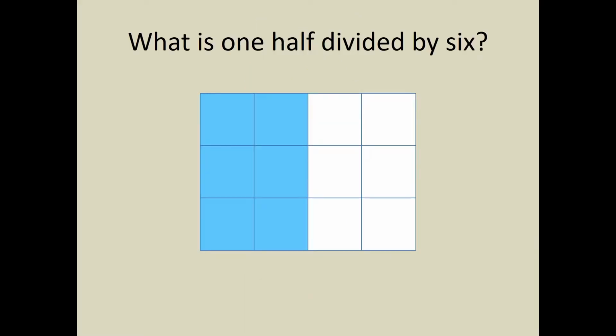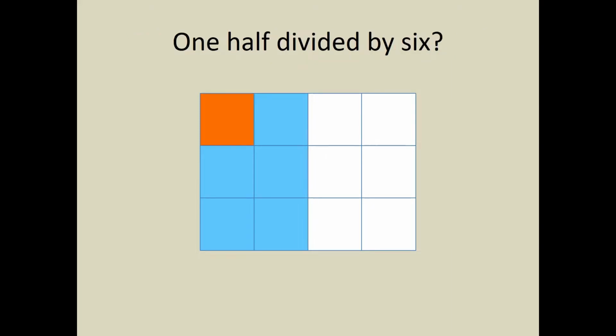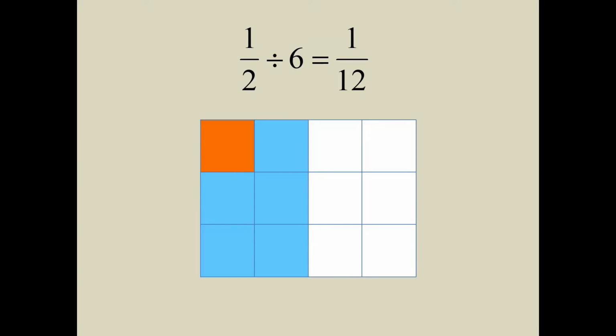So now we've got 1/2, and we're dividing that half, what we've done here, into 6. So now, those sections, 1/2 divided into those sections, are all worth 1/12. So 1/2 divided by 6 equals 1/12. Can we see that connection again? 2 times 6 makes 12 at the bottom.